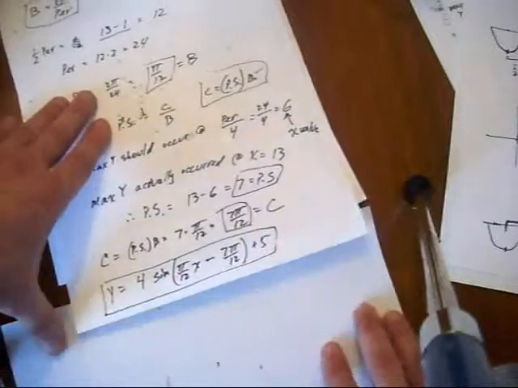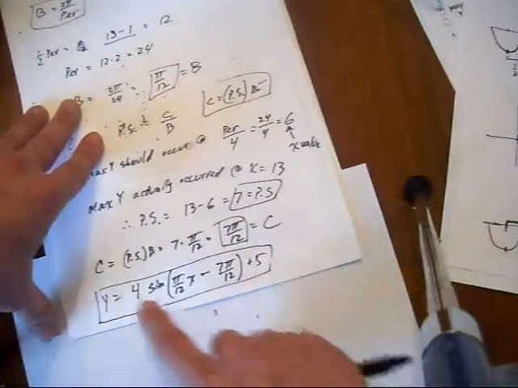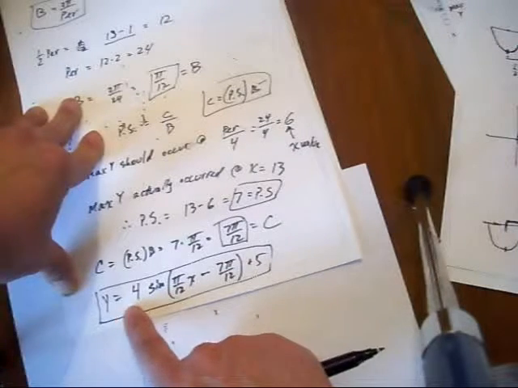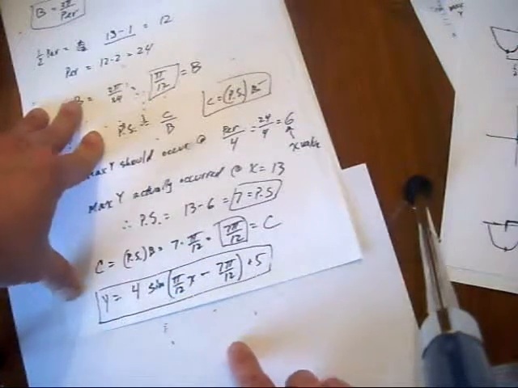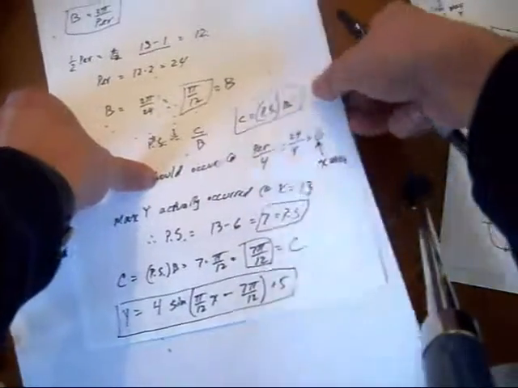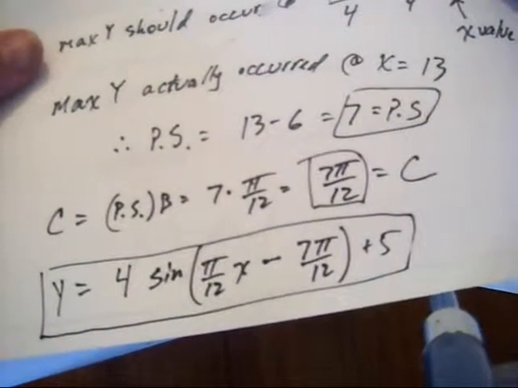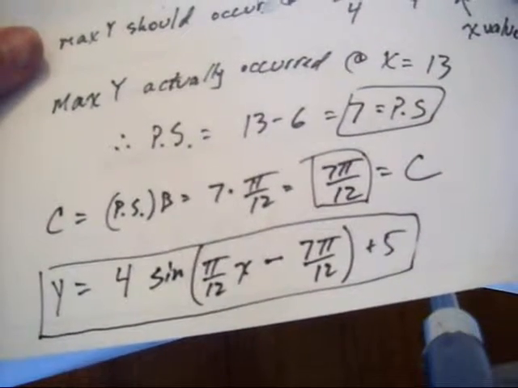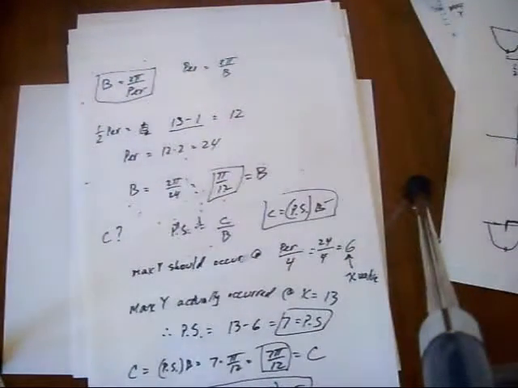So now I have all my A, B, C, and D values, and I can copy them down in equation form as y equals 4 times sine open paren pi over 12x minus 7 pi over 12 close paren plus 5. That is the data problem on version 2 of the test.